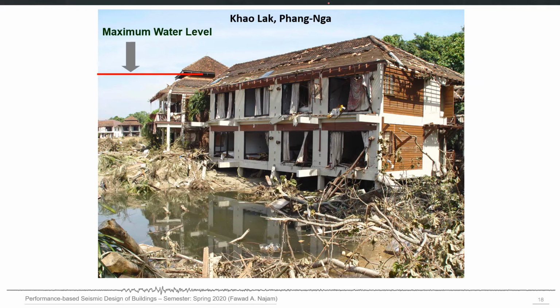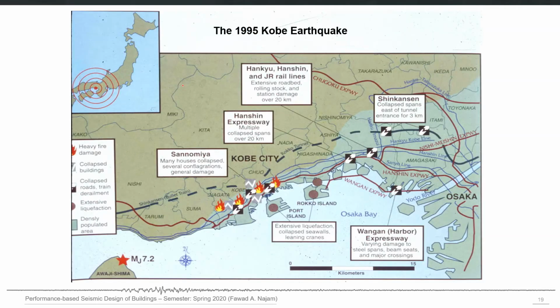This example is from the 2004 great tsunami caused by the Indian Ocean earthquake, and that is a location in Thailand, a coastal location here. You can see that this mark is showing the maximum water level which was experienced in that tsunami. So you can imagine the level of damage and loss which is caused by this earthquake hazard.